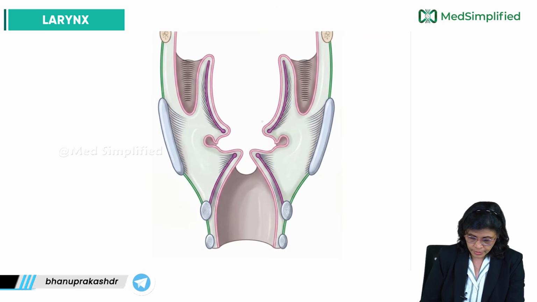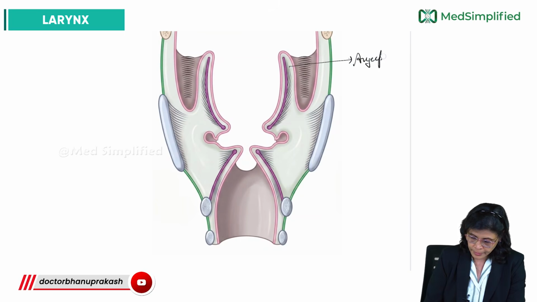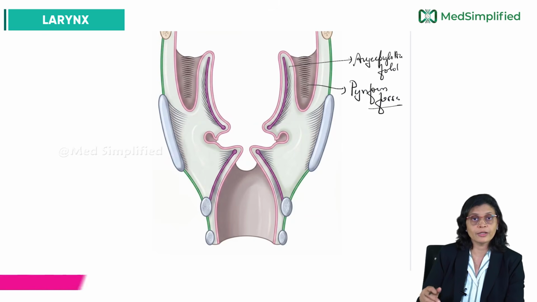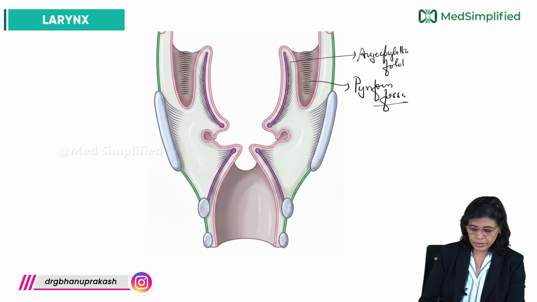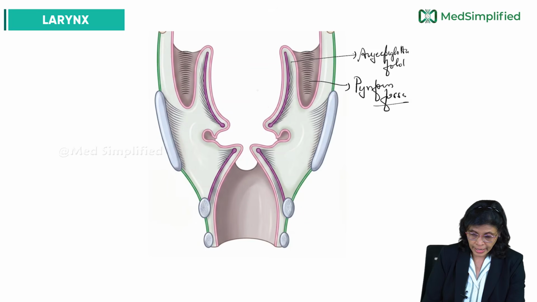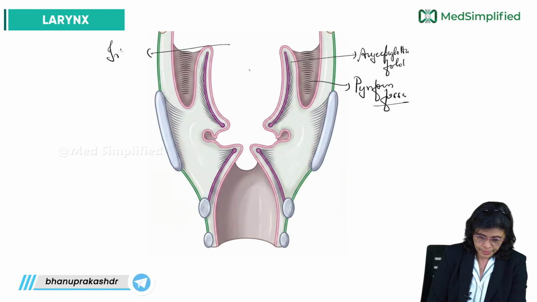Here we have the epiglottic fold. And here we see the pyriform fossa, where foreign bodies are usually lodged. Usually a fish bone gets stuck here. The pyriform fossa is a common site for foreign bodies. And this portion is the inlet of the larynx. So this becomes the vestibule.